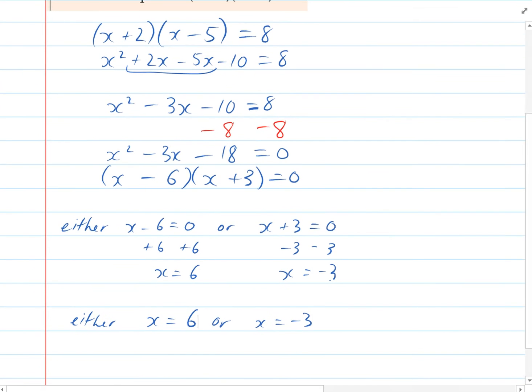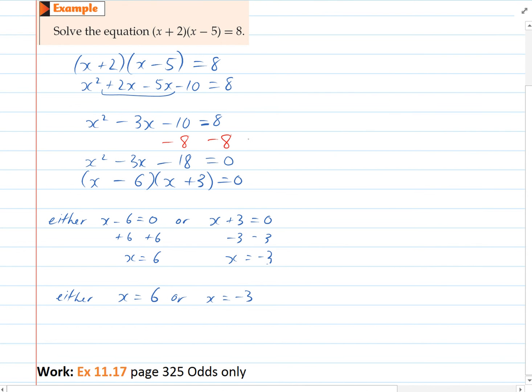Okay, so hopefully you get the idea. You just expand, bring your number back over to the other side, and then when you've got it equaling 0, factorise back into two brackets, and then you're away laughing.